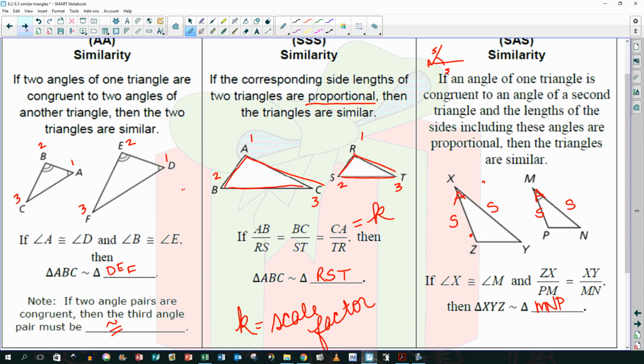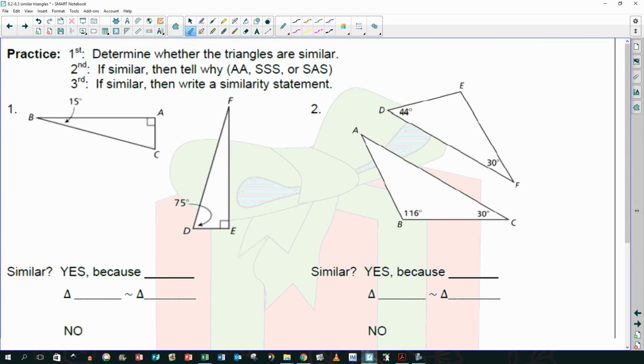All right, so let's do some questions. First we're going to determine whether they're similar, and if so, why, and then write our statement.